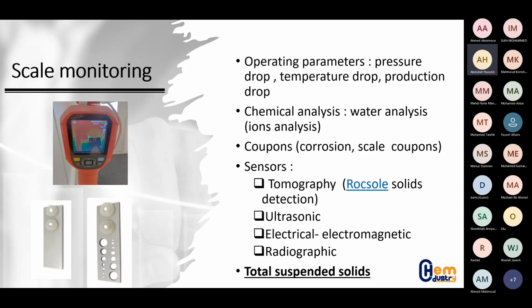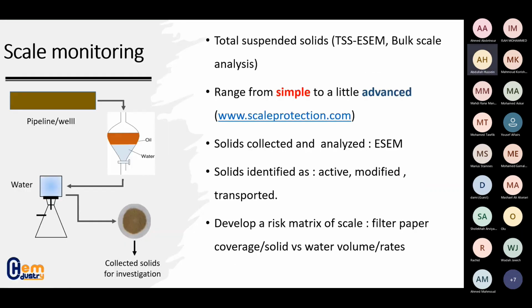We also have, the last one, the total suspended solids, and this is a very effective method of doing scale monitoring. As we mentioned before, we have precipitation and deposition. So what's happening here? We're going to collect the solids from the flowing fluids and assess the problem. The TSS is basically a water quality test we usually do for the injection water, but we can do this for the produced water to monitor our scale.